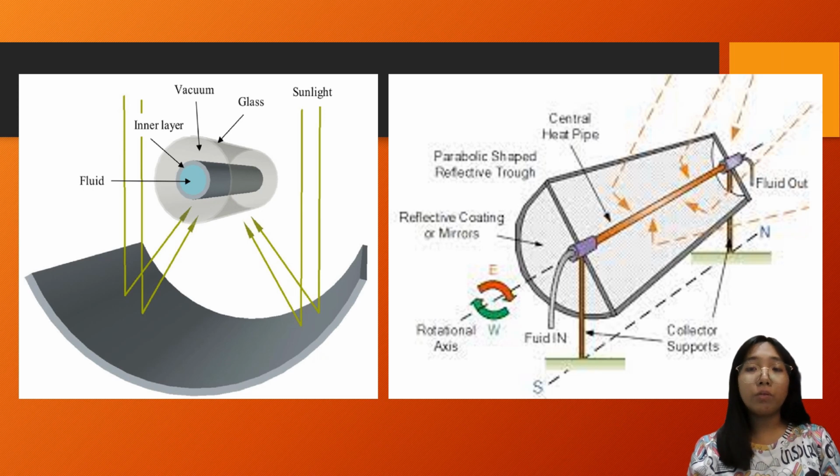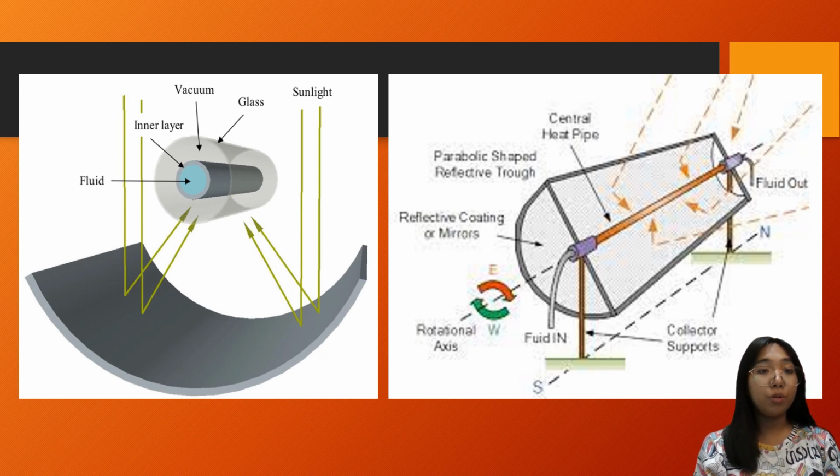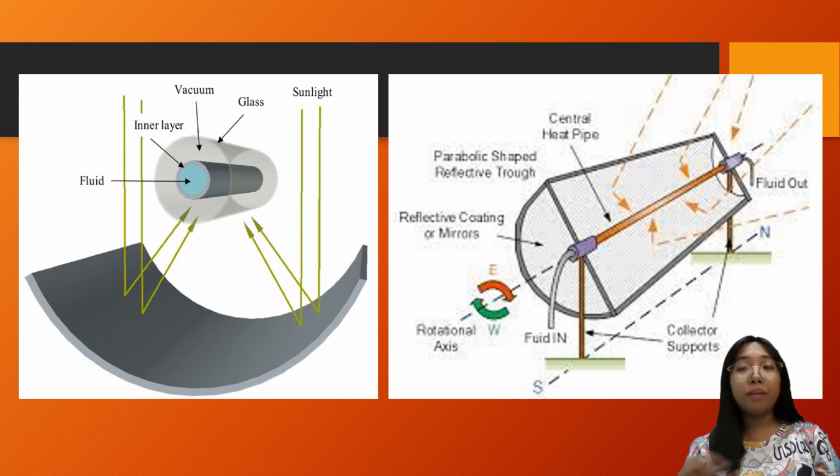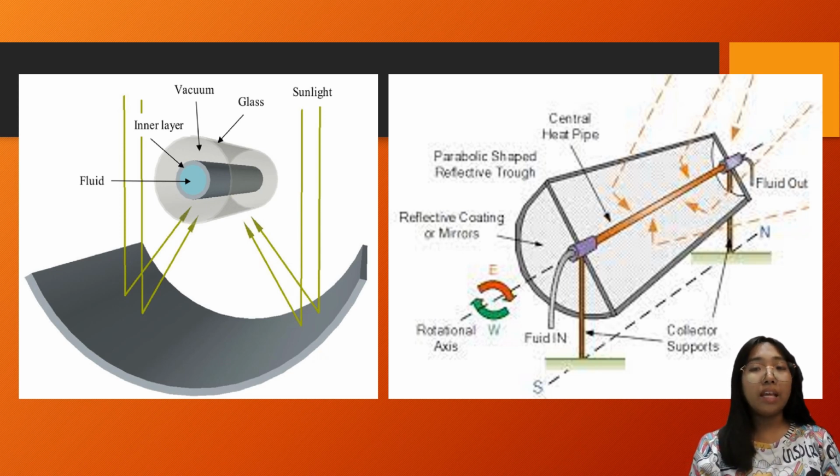So this is how it works. The sunlight will hit the parabolic segment or the mirrors. As you can see in the picture, this is the blue part. And then after that, it will be reflected towards the tube that is made out of glass. So the one in the middle that looks like metal is actually glass.